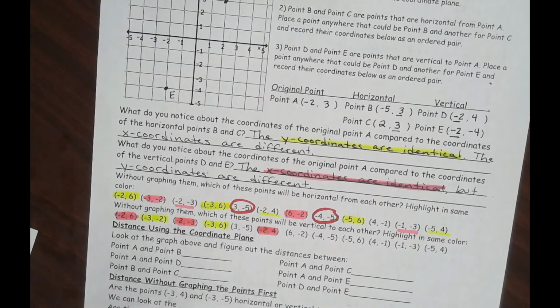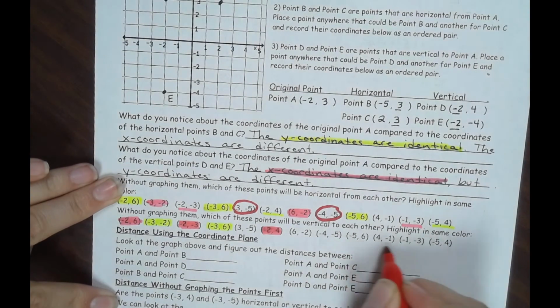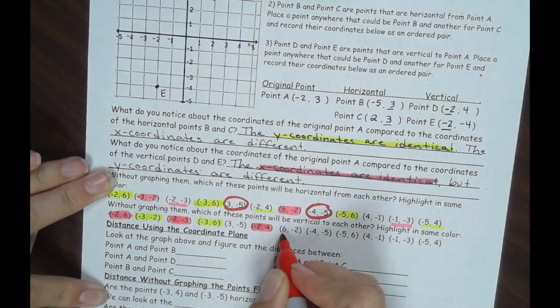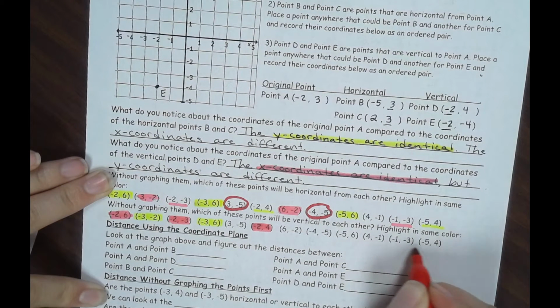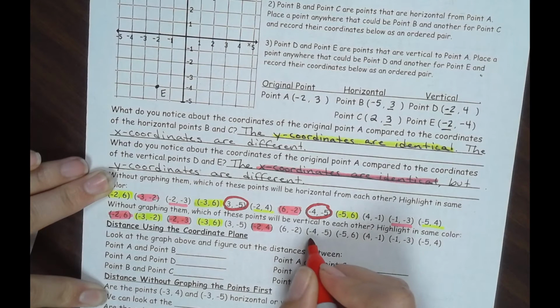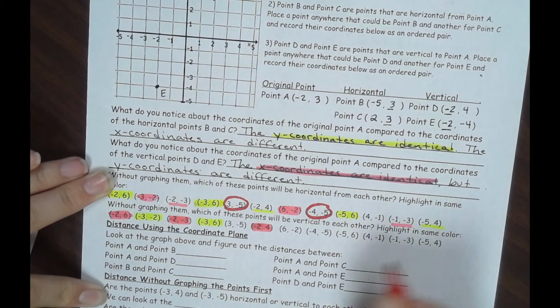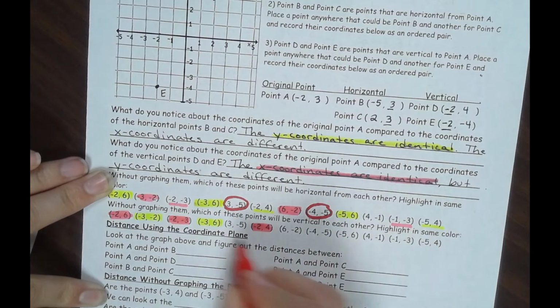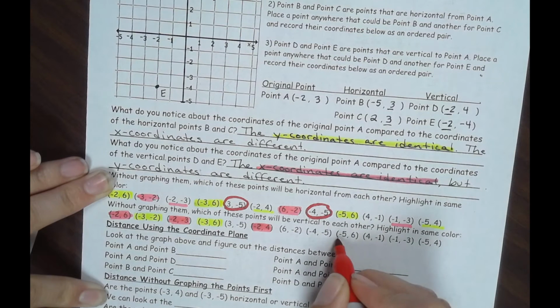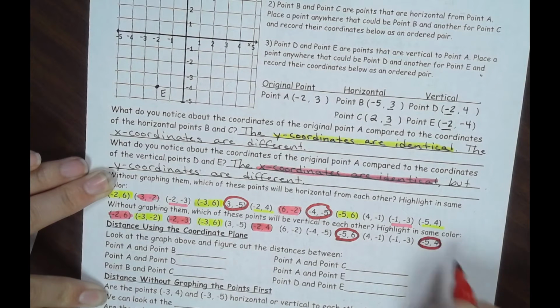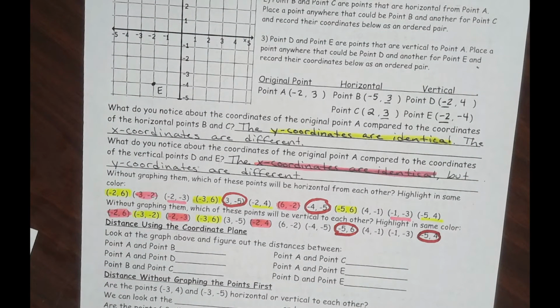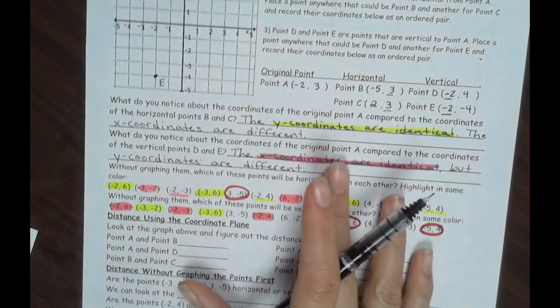Okay, your red pen. +3. I don't see anything else with +3. +6. Don't see anything else there. -4. Don't see anything else there. -5. -5 and -5, those are going to be vertical of each other because my x's are the same. +4, -1. Alright, so right there, you just figured out how we can tell if they are horizontal or vertical from each other.